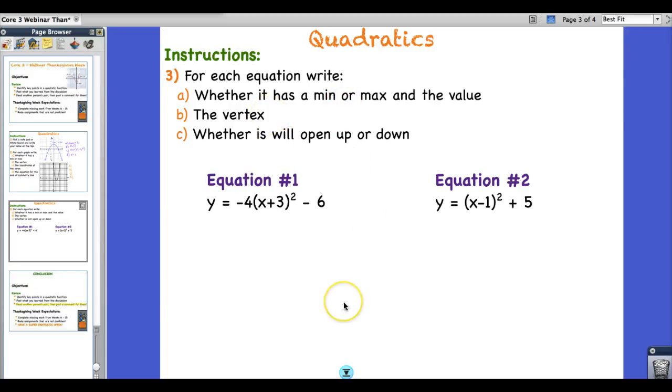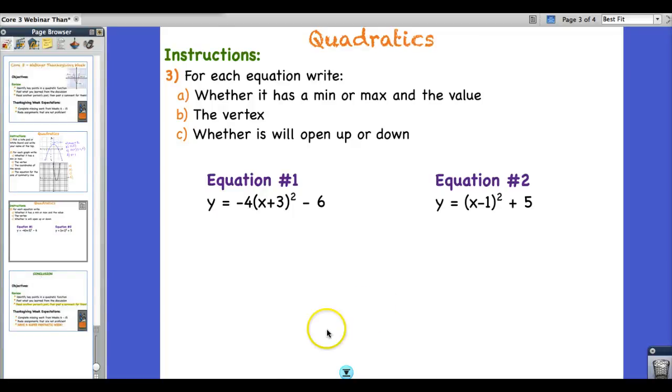So, do you guys want to try the first one by yourself, or do you want me to do the first one and you do the second one? You do the first one. Elliott's voting for me to do the first one. Yeah, okay. Gloria, how about you? You get a vote too. Yeah, okay.